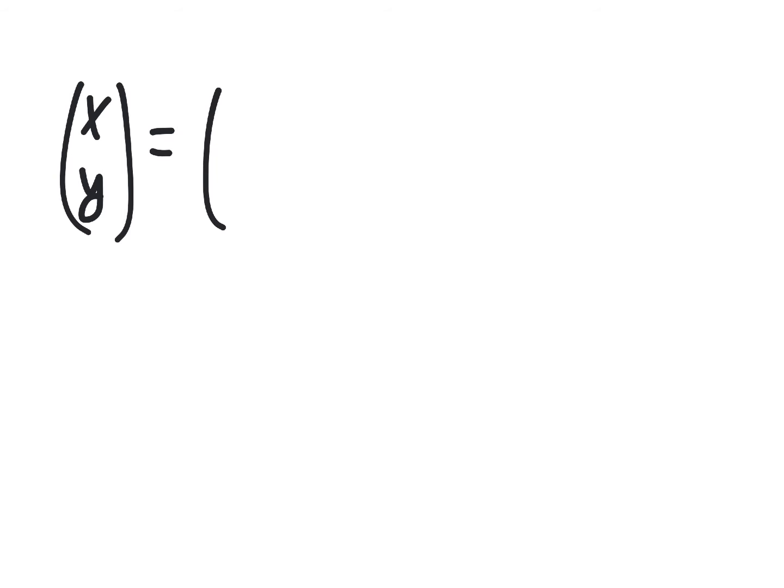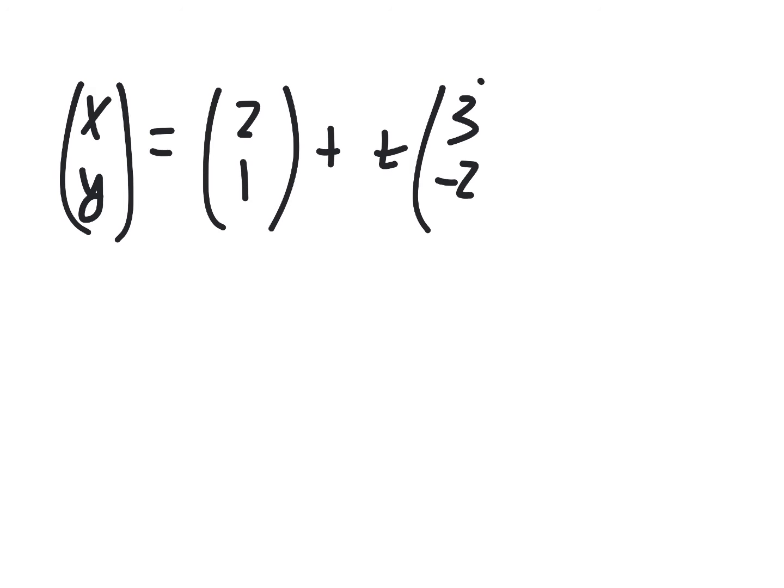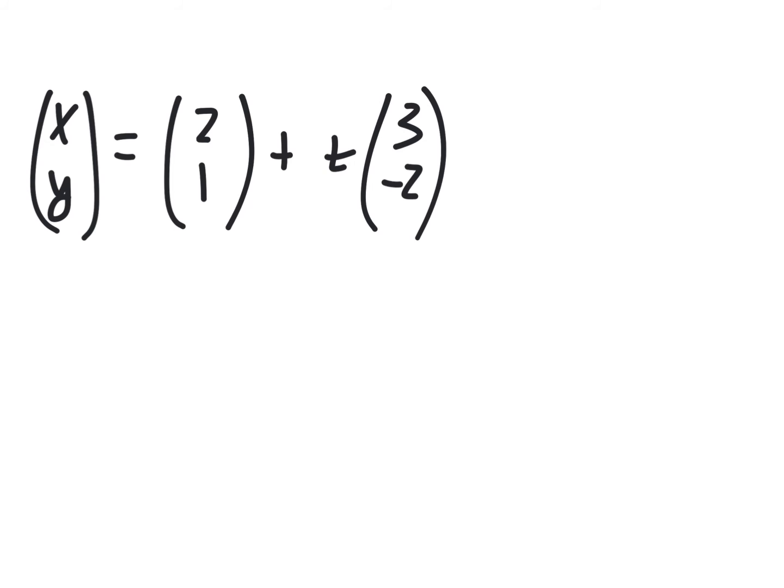You've seen me do this before. X and Y equals 2, 1 plus t times 3, let's say negative 2. And then I'd say make it into parametrics. Go ahead, make it into parametrics.